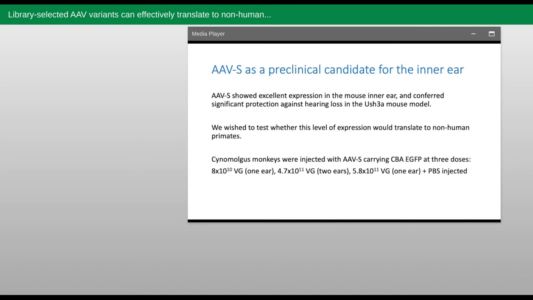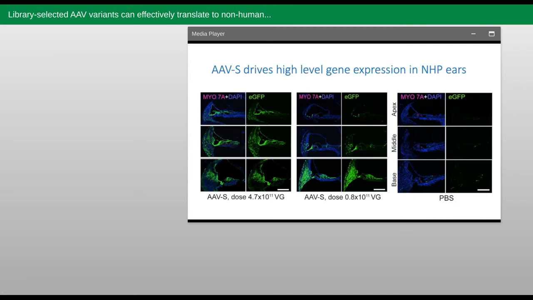We injected the same AVS CBA GFP construct into a small number of ears, into 4 cynomolgus macaque ears at a range of doses, from a low dose of 8 by 10 to the 10 vector genomes up to a higher dose of 5.8 by 10 to the 11 VG, along with a PBS injected sham control. The results we saw were very similar to those of the mouse. At high doses, at the 4 by 10 to the 11 vector genomes dose, we saw very high levels of expression throughout the organ of Corti in hair cells as well as in supporting cells.